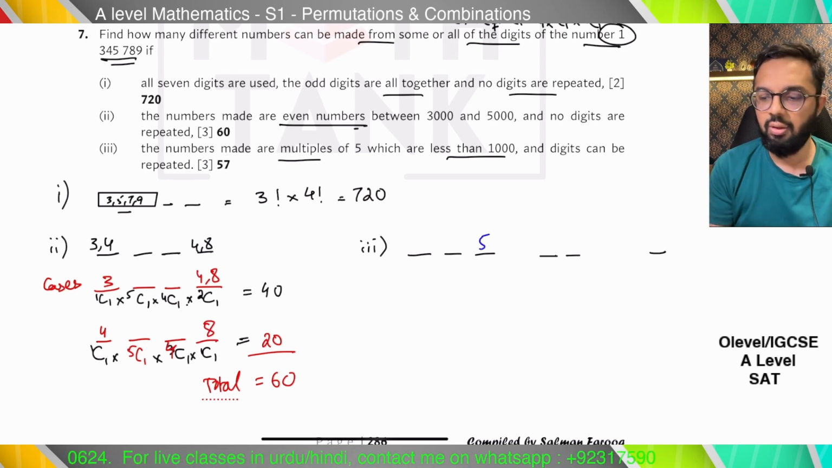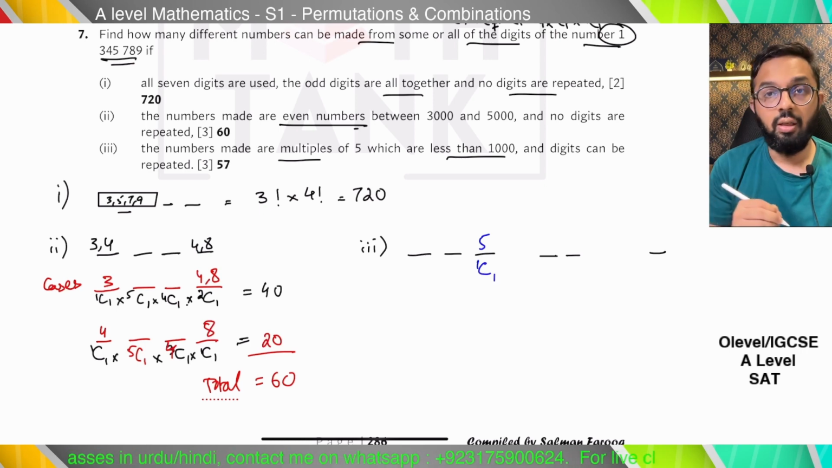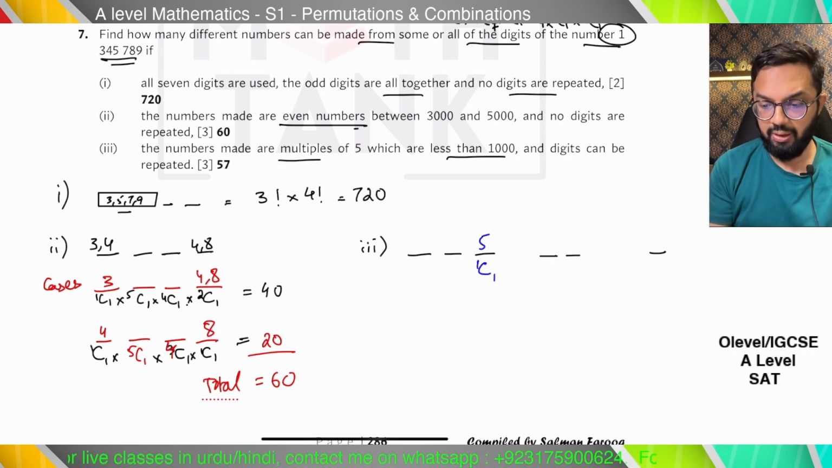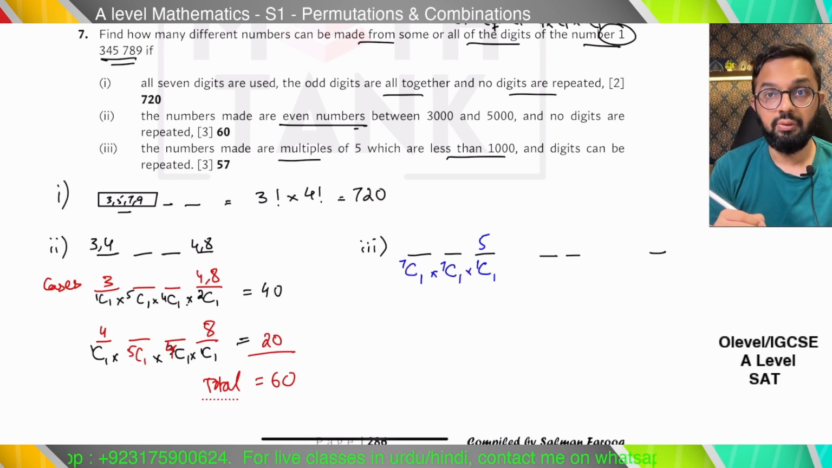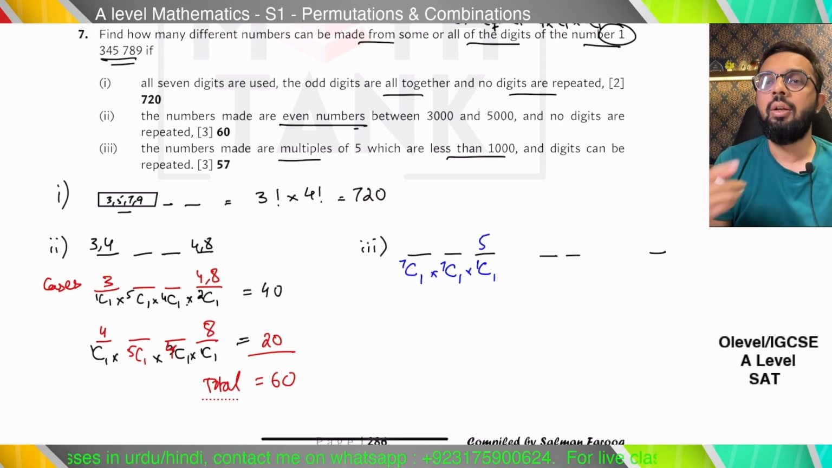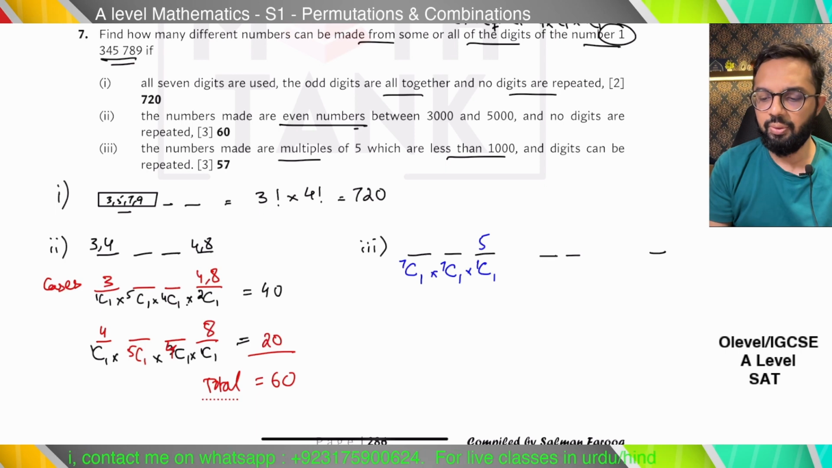I don't have a 0. That's 1C1 choice here. But the interesting part of this question is that repetition is allowed, which means that 5 itself could also be repeated. So I have a total of 7C1. I'm going to say this is 7C1 into 7C1. Why? Because the digits are not getting reduced, the digits are being repeated. So I have a possibility of using the same digit over and over again. So this gives me 49.